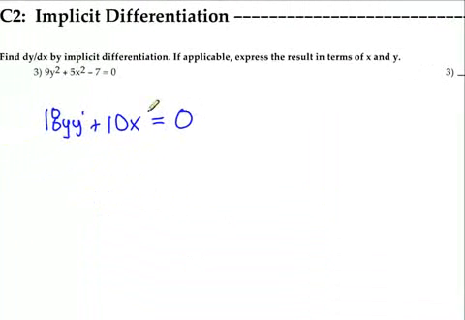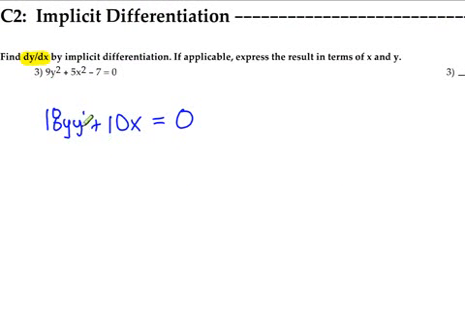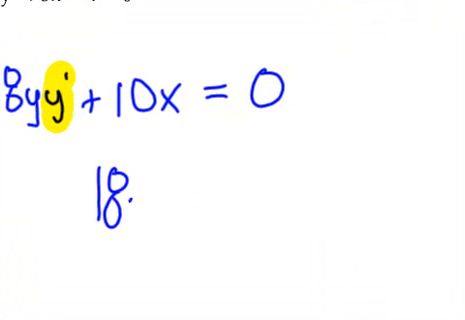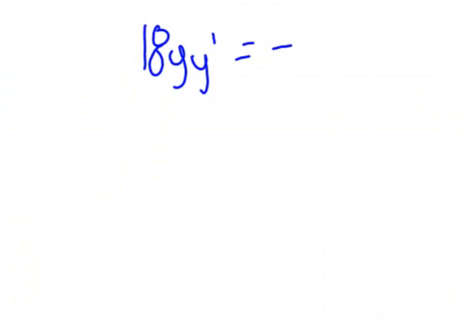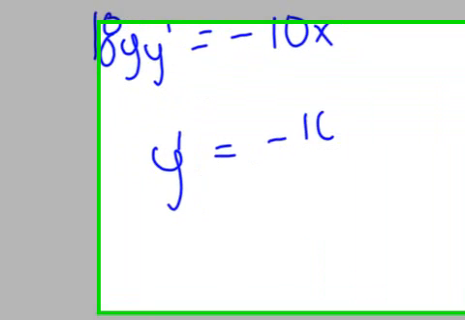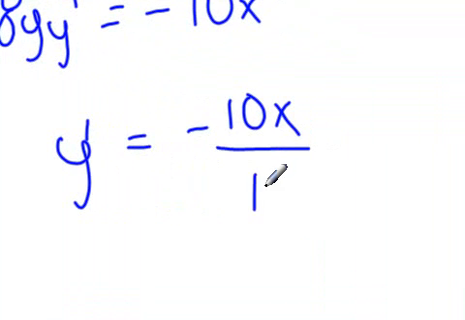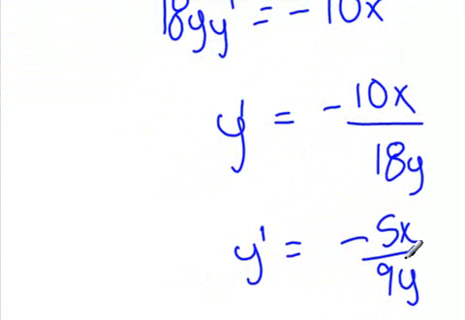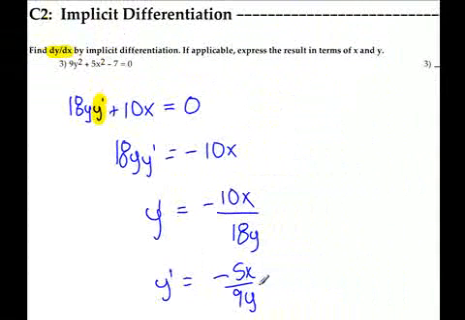To solve this, or to find that derivative, I actually need to isolate y prime. Let's go ahead and subtract the 10x from both sides and divide by the 18y. So we got the 18y. We're going to reduce the 10 and the 18. That gives us negative 5x over 9y.